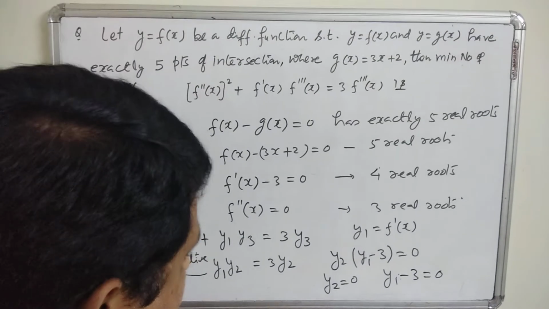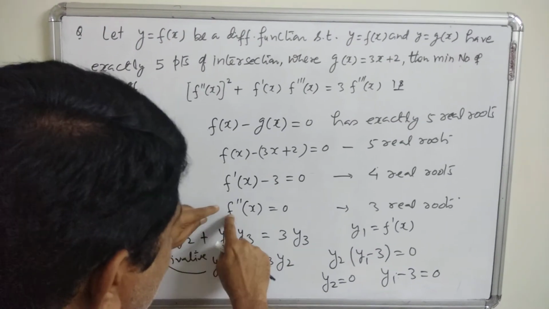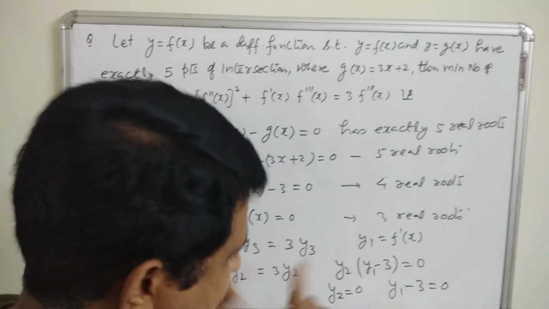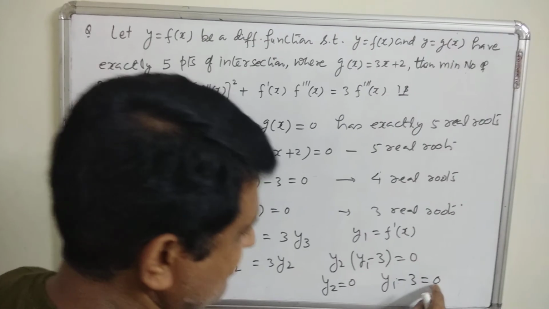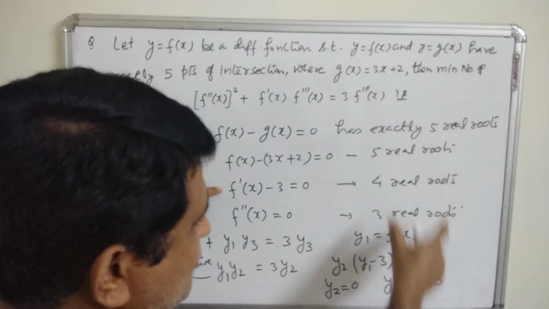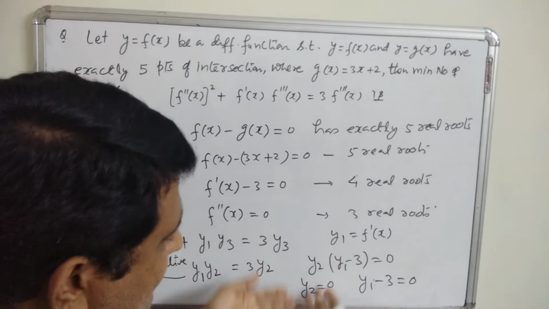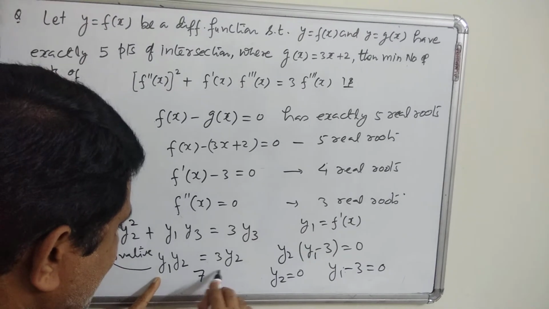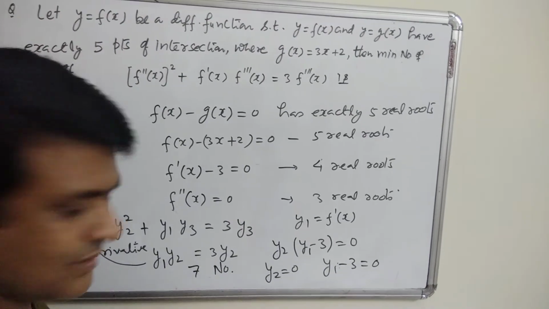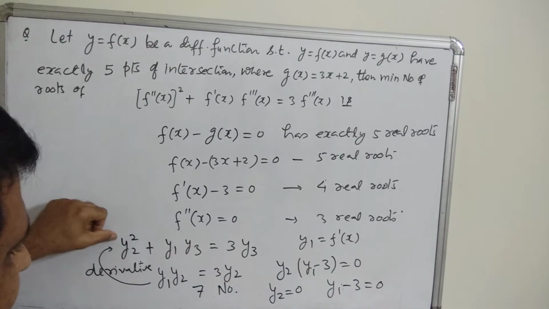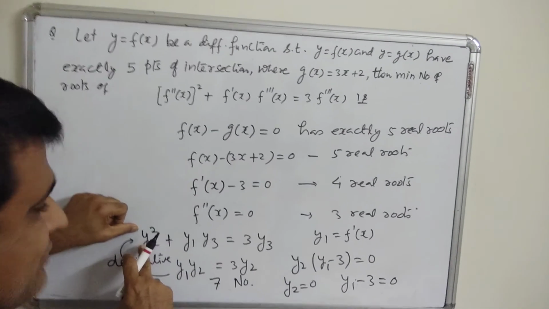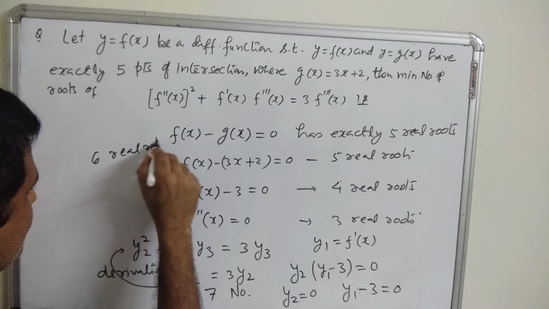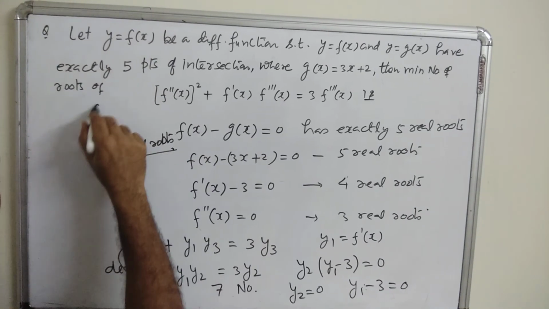Right. Now note, y2 equal to 0 means f double dash x is equal to 0, and this equation has 3 real roots. In a similar manner, y1 minus 3 equal to 0 means this equation has 4 real roots. So if you count the number of real roots of this equation, they are going to be 7 in number. And this being the derivative of this equation, this will have exactly 6 real roots. So the answer to our question is 6.